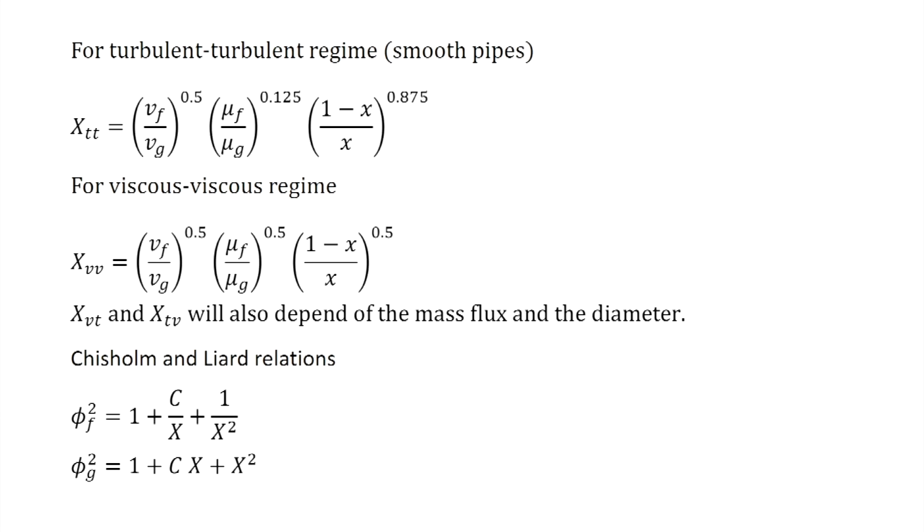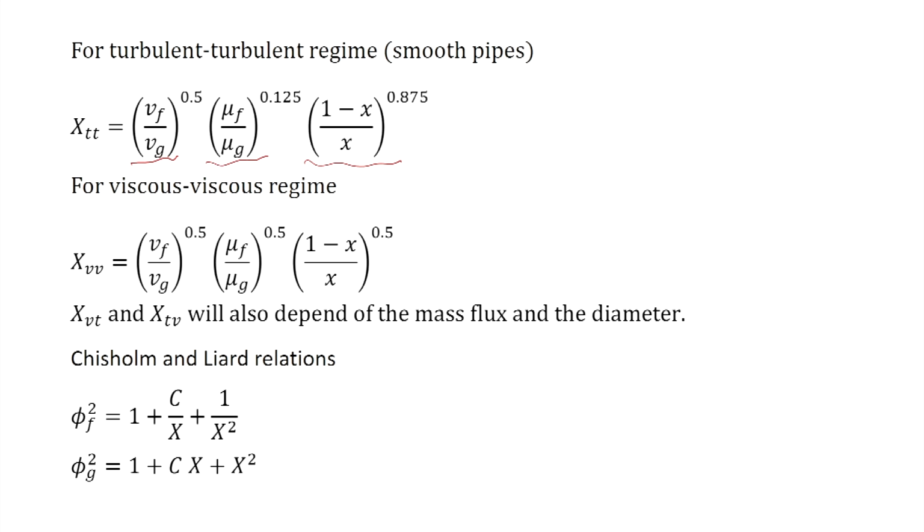Now, for turbulent flow through smooth pipes we can obtain X_tt and using the Blasius relation, we get X_tt equal to (v_f by v_g) raised to 0.5 into (mu_f by mu_g) raised to 0.125 and into ((1 minus x) upon x) raised to 0.875.